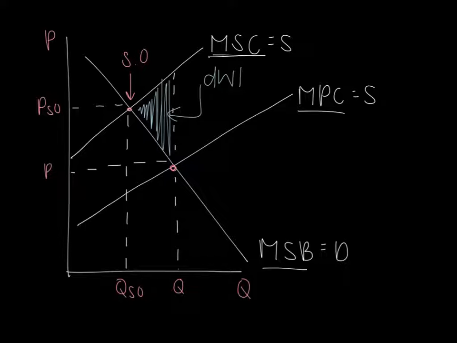So when you're looking at this, you're going to want to graph it at equilibrium, which is where the MPC equals MSB, which is right here, and you graph over and down and you get your price and quantity. Then you're going to want to graph where it is socially optimal, which is right here. So you graph over for your price at socially optimal and you graph down for your quantity at socially optimal.